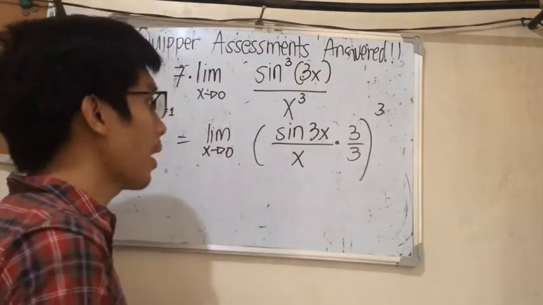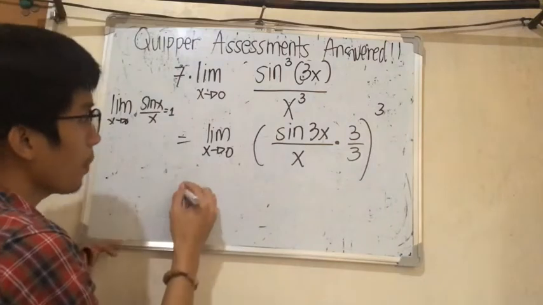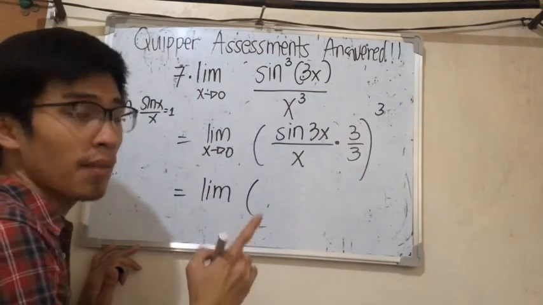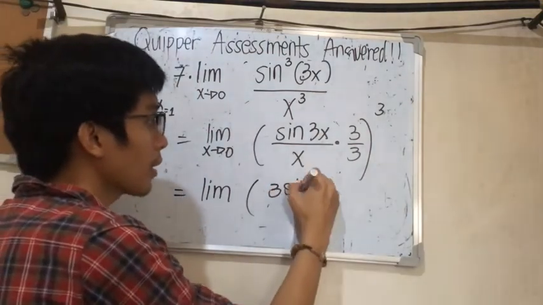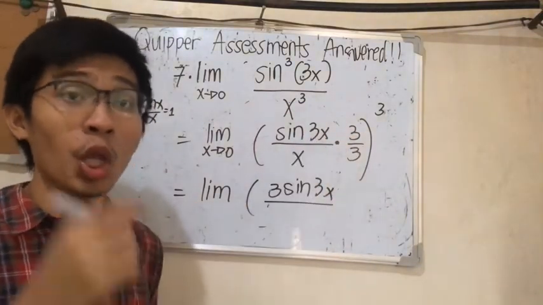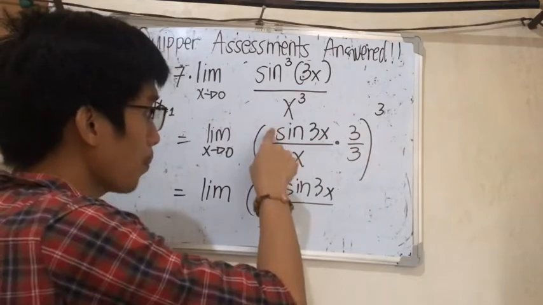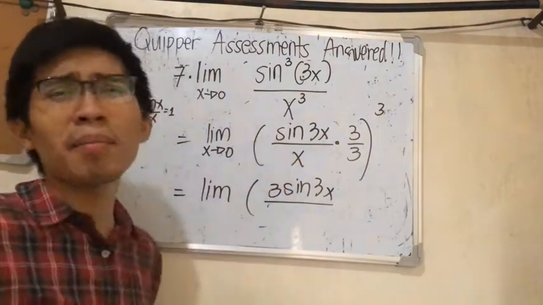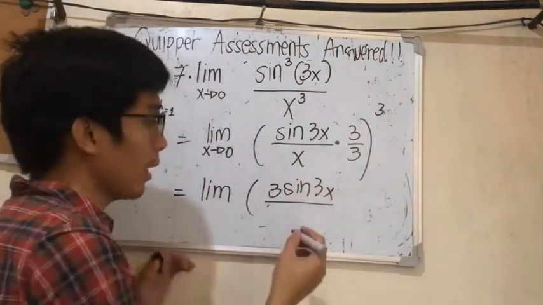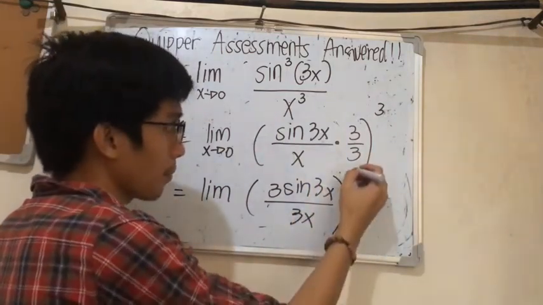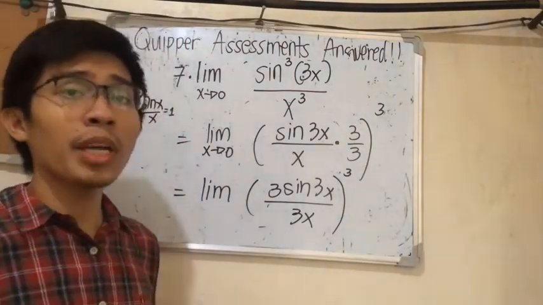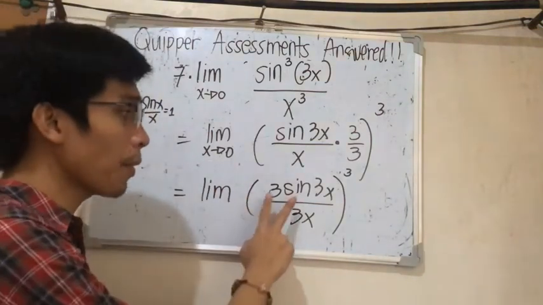So what we are going to do right now is to simplify this one. So it will become the limit of sine 3x times 3, that is, very good, that is 3 sine 3x. Again, do not multiply 3 inside your sine function. The best way is to put 3 beside sine 3x. 3 times x, that is 3x, raised to the power of 3. So as you can observe, we are now able to use this theorem by separating this one.